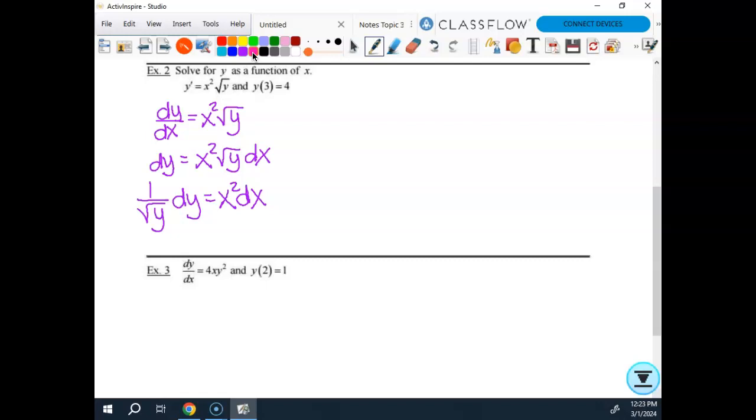Okay. So now we are going to end up integrating. So I think I want to rewrite the 1 over the square root of y. How could I rewrite that? Y to the what? Negative 1/2. Okay. So I'm going to rewrite that over here. Y to the negative 1/2 power dy equals x squared dx. And then I'm going to put my long s's in here.